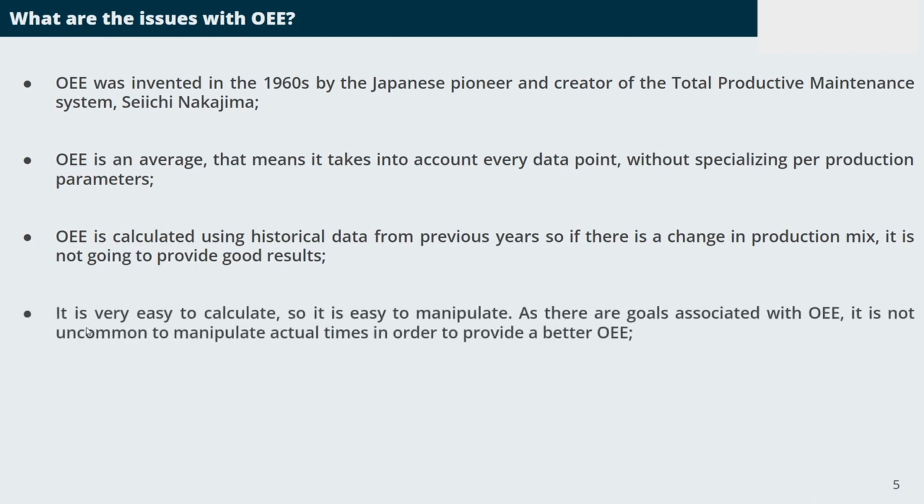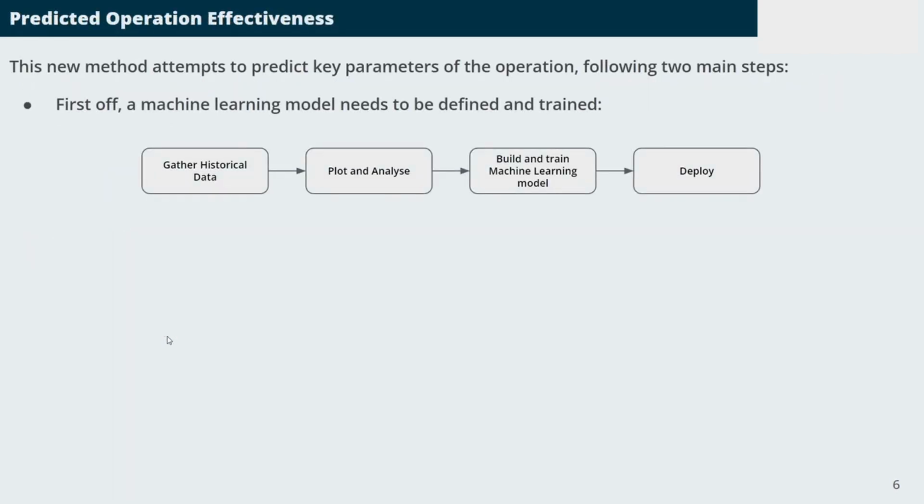It's easy to calculate, as you saw, but it means as well that it's easy to manipulate. Because there are goals associated with OEE, it's not uncommon to manipulate cycle times in order to provide a better OEE. So what is operation effectiveness?